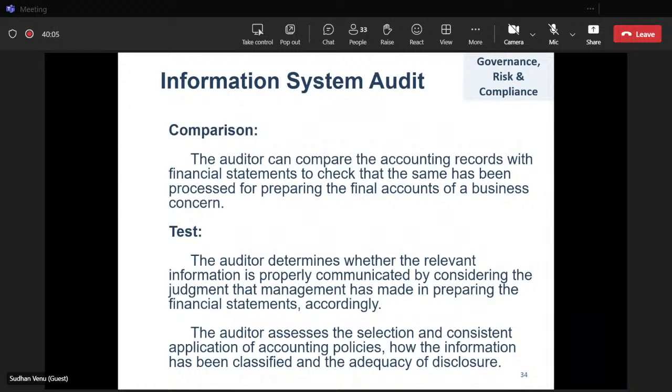And comparison is where the auditor can compare the accounting records with the financial statement to check that the same has been processed for preparing the financial account of a business concern. And the next one is the test, and the test will assess the selection and consistent application of the accounting policies, how the information has been classified, and how the etiquette of the disclosure according to the financial statement will be tested in the information system audit. So these are the things in terms of information system audit.